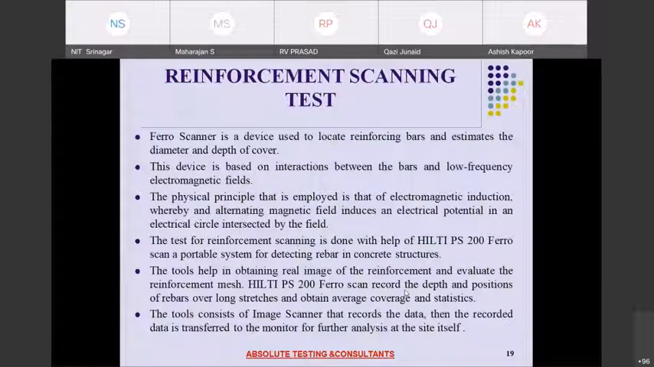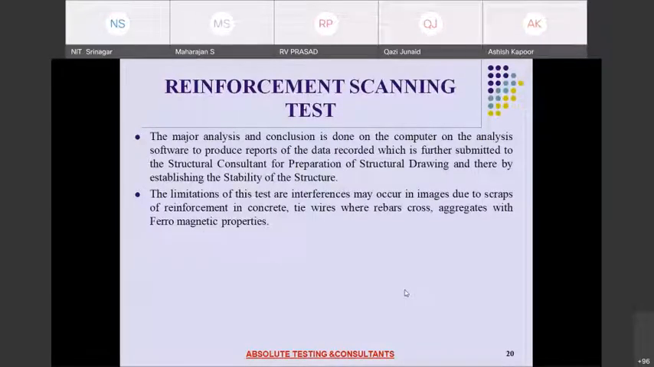So it comes with the software which scans the area of 600 by 600 mm. In this 600 by 600 mm you can get the real-time image of the condition of your reinforcement, the size of the reinforcement, the distance between the reinforcement, and the cover of the reinforcement. So this tool consists of an image scanner that records the data, then the recorded data is transferred to the monitor for further investigation.